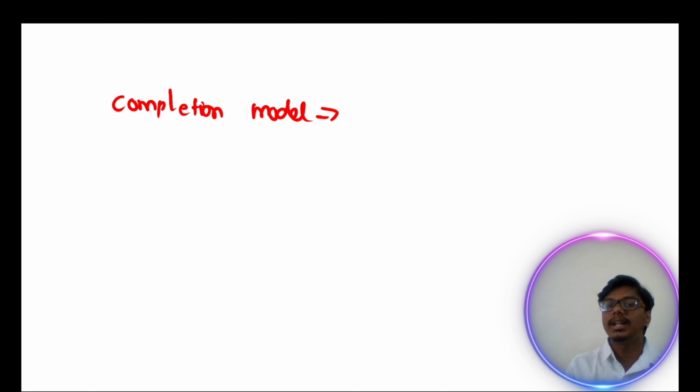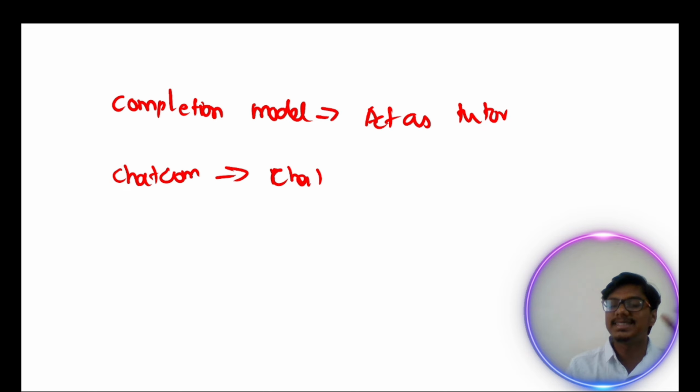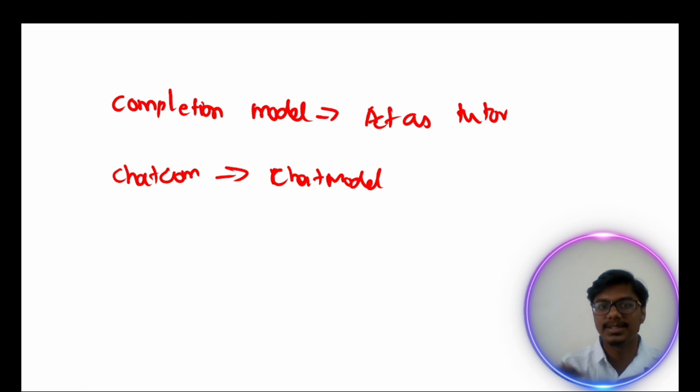So there are two types of models. One is the completion model. In the beginning itself, we are going to tell the prompt like act as an artist, act as a tutor, act as something. The second is the chat completion model. Now we are using ChatGPT, right? That is a chat completion model, a chat model. Like human interaction, the AI can send a message, the human can send a message, and the AI replies, right? AI message and human message.